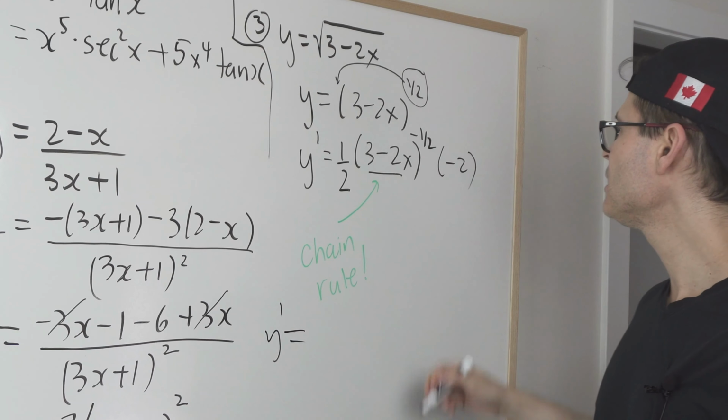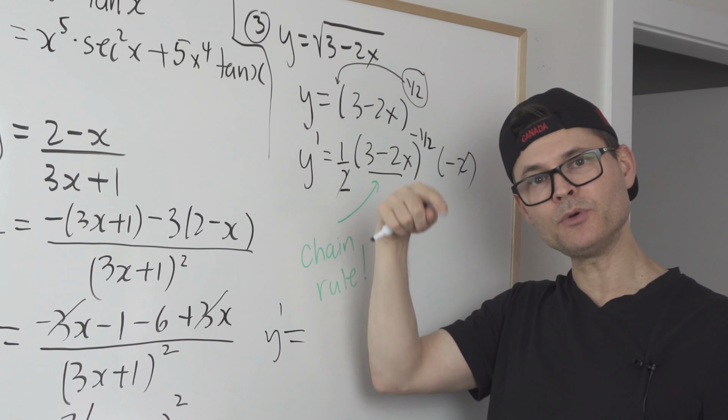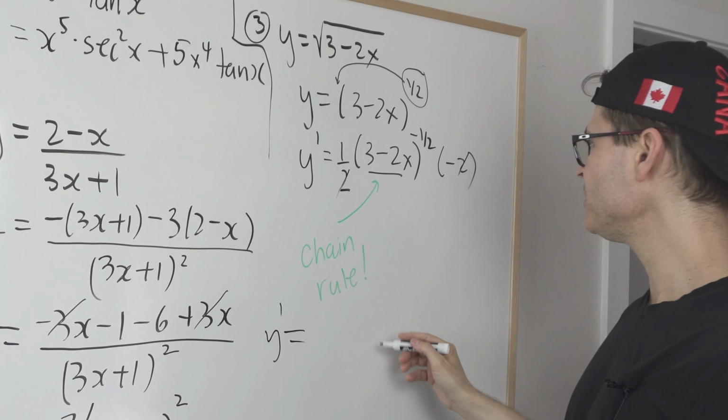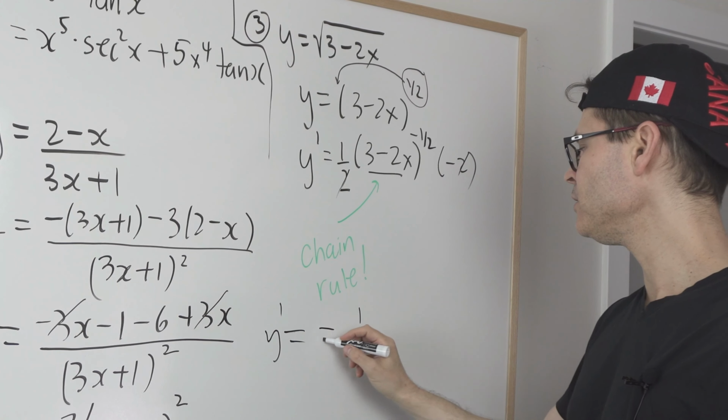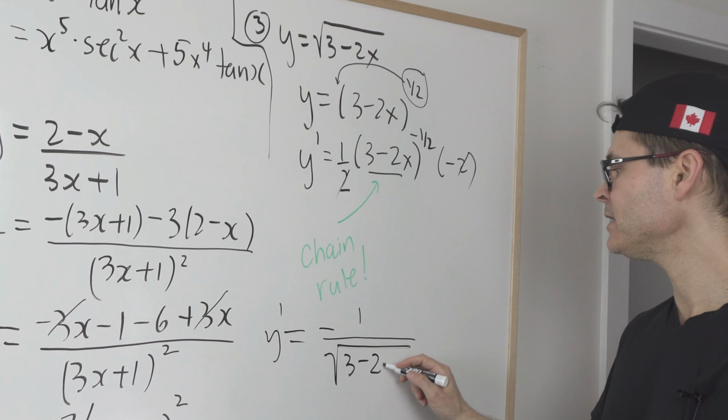So y prime. Notice the 2's will cancel. The -1/2 is upstairs. You move it downstairs, becomes a radical in the denominator. So -1 over, I'll turn it back to a radical, the square root of 3 minus 2x.